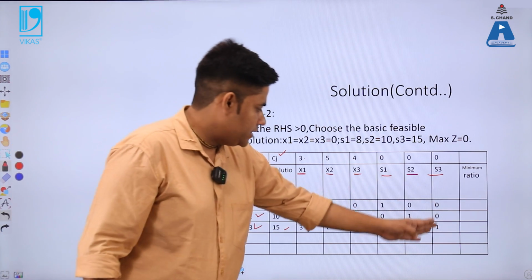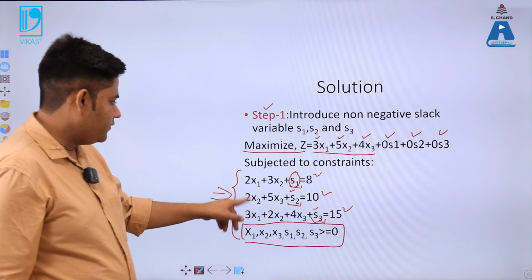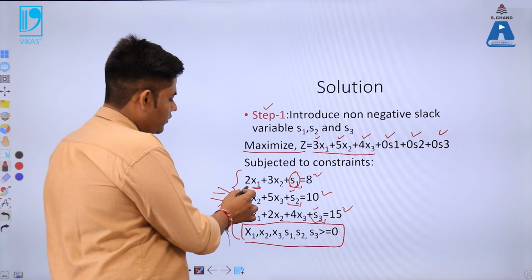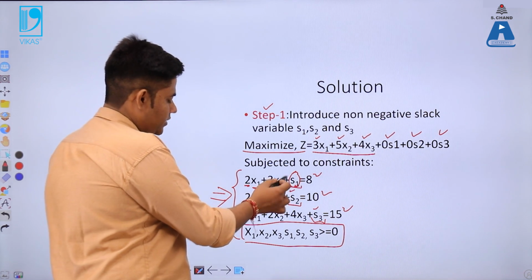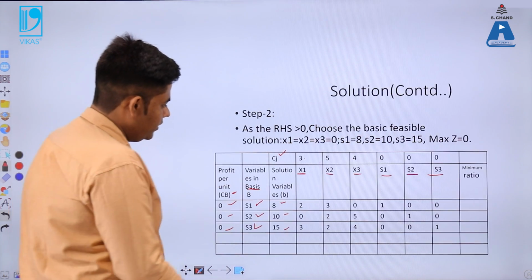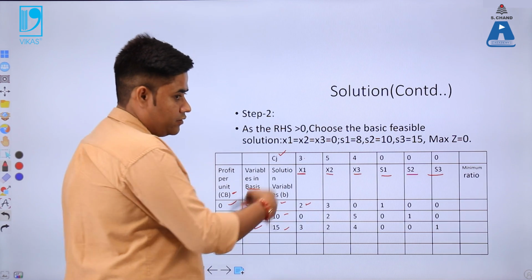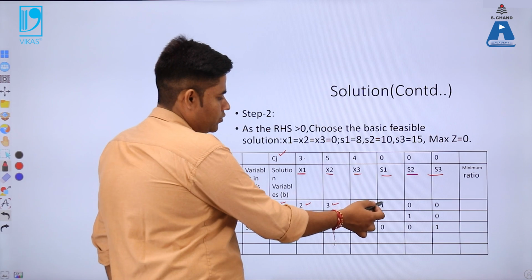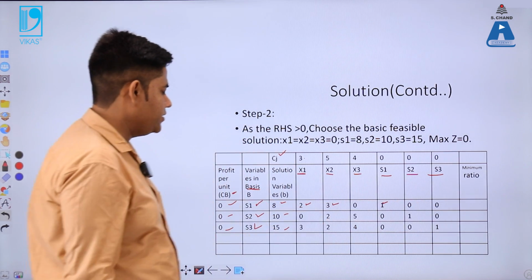Then what about these elements? These elements are from the constraint equations. That means you have the x1 coefficient as 2, the coefficient of x2 as 3 and the coefficient of s1 as 1. So substitute the value: in place of x1 you need to write 2 because the coefficient of x1 was 2 and the coefficient of x2 was 3, then s1 is 1, then other variables were not there, so we have written 0.